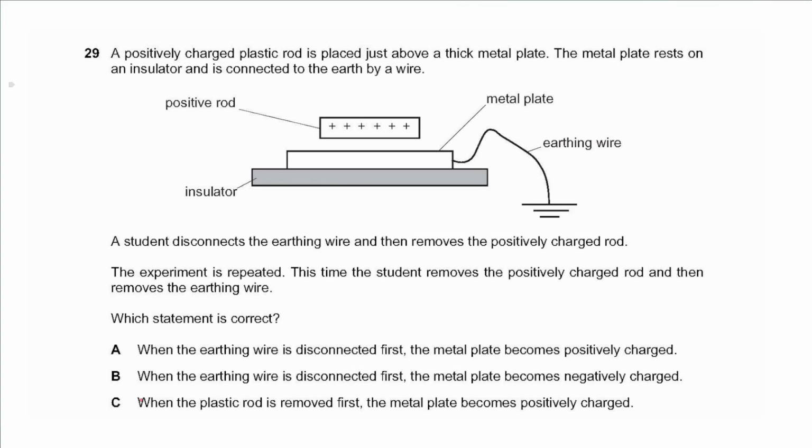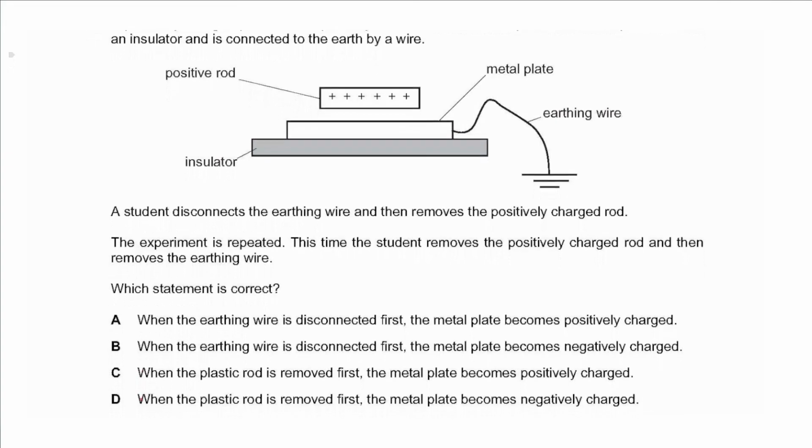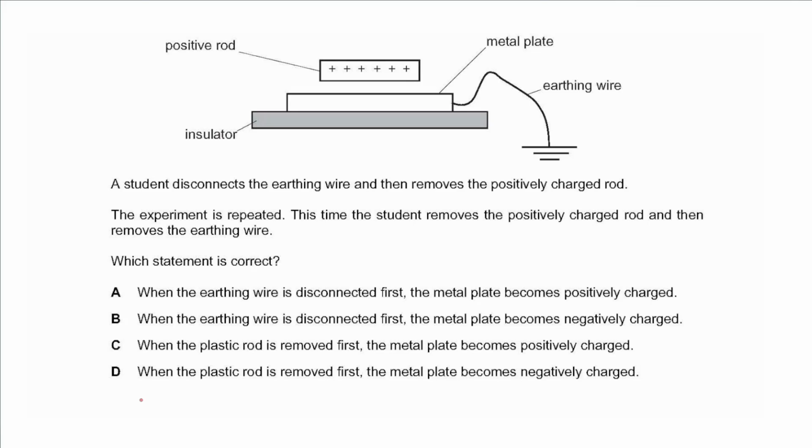The metal plate rests on an insulator and is connected to the earth by a wire. A student disconnects the earth wire and then removes the positively charged rod. The experiment is repeated. This time the student removes the positively charged rod and then removes the earthing wire. If we did that, the metal plate will not be charged, so it will remain neutral. So the choice is here: when the earthing wire is removed first, the metal will be oppositely charged. So we have a positive rod, that would be a negative charge, not a positive charge. So the second sentence is correct. When the plastic rod is removed first, the metal does not become charged at all.